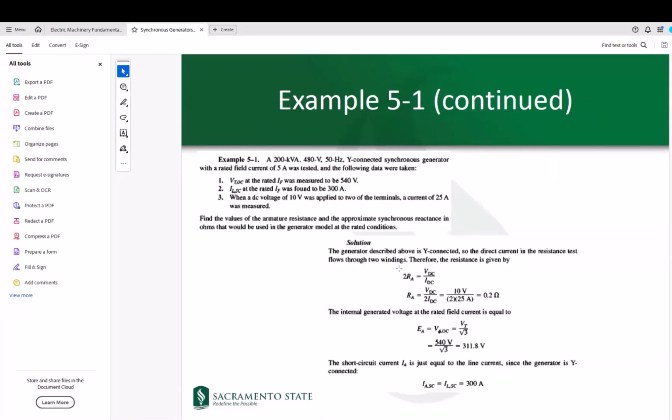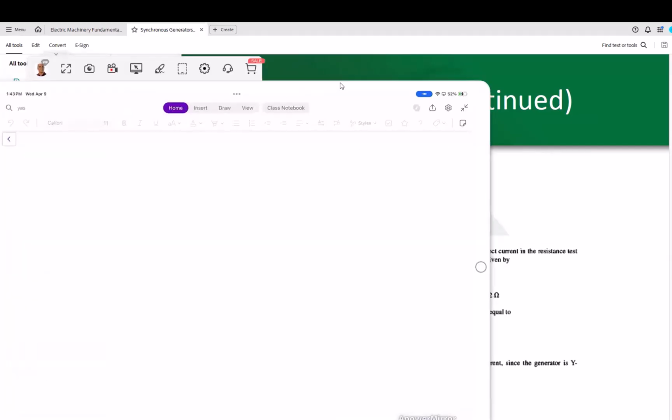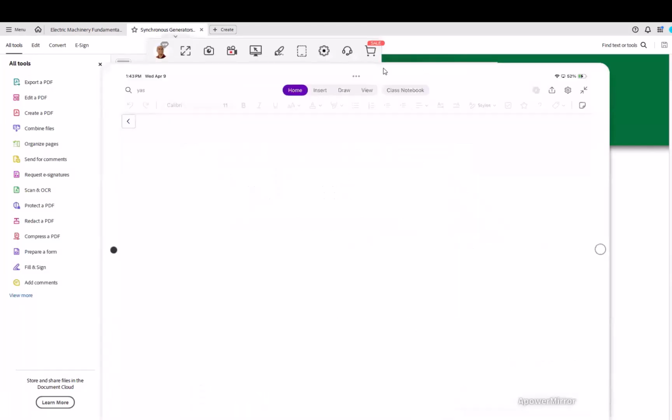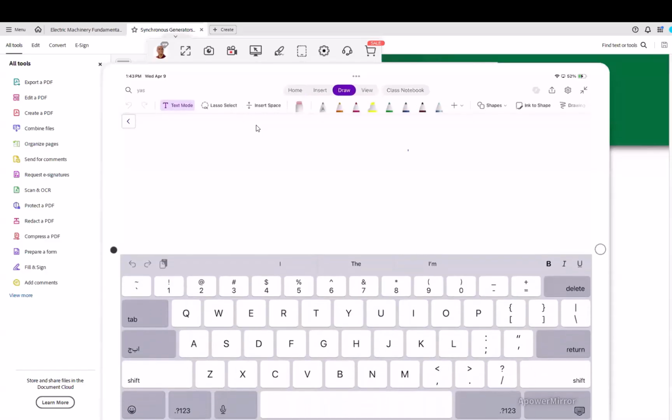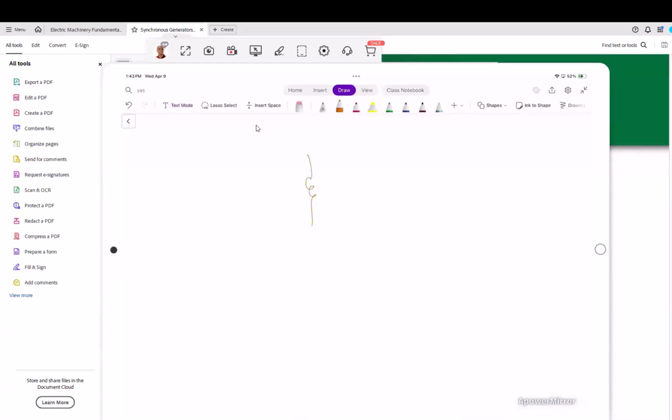Through the DC test, since the machine is Y-connected, we have been applying a DC voltage to the terminals of the Y-connected machine. Under these circumstances, what we measure is two times RA, so VDC over IA would be 2 times RDC. Keep that in mind, since this is a star-connected generator.